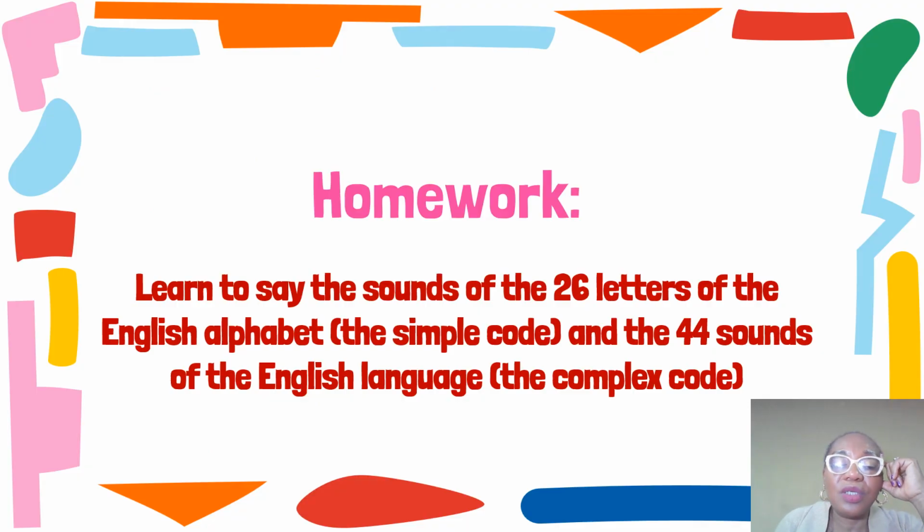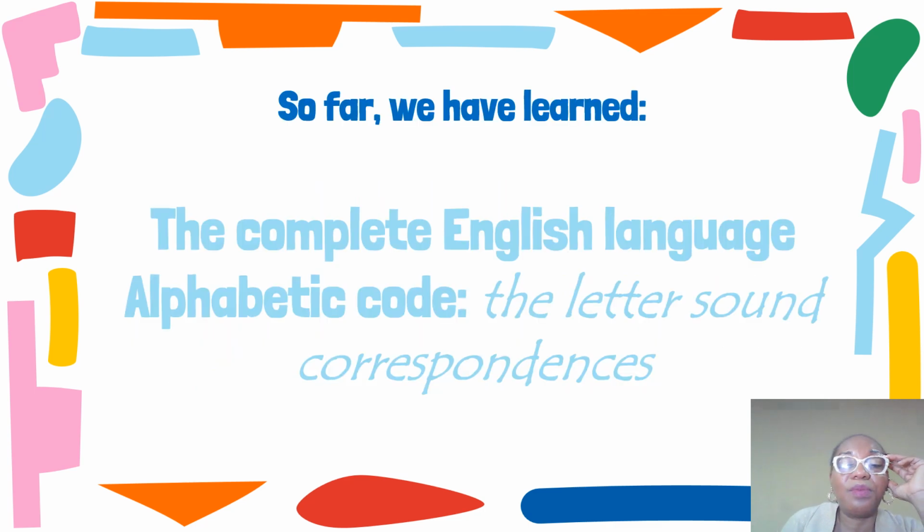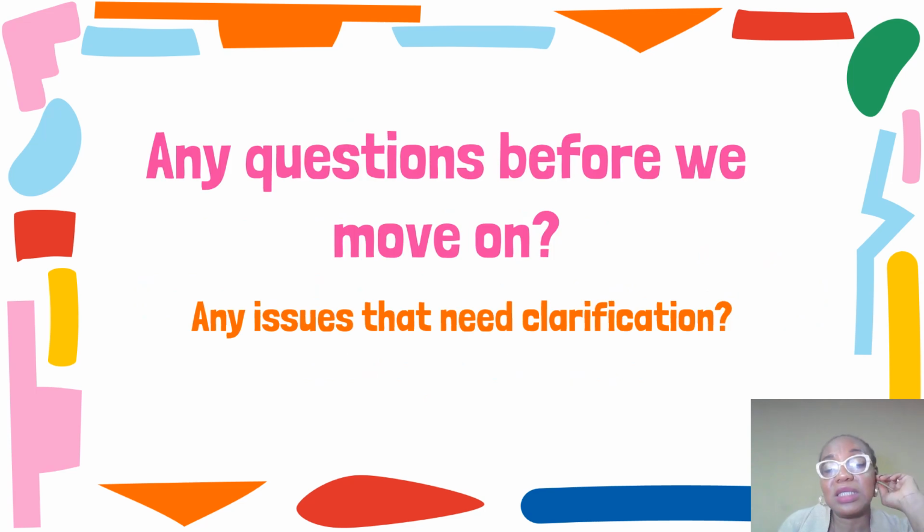And so here the class was given this homework where you have to learn to say the 26 sounds of the 26 letters, that's a simple code, and then the 44 sounds, that's a complex code. Please learn them so that you know, because you're going to teach them and you cannot teach what you don't know. All right, so at this point we have completed the English alphabetic code lesson, and we have seen all the different letters and correspondences that exist.